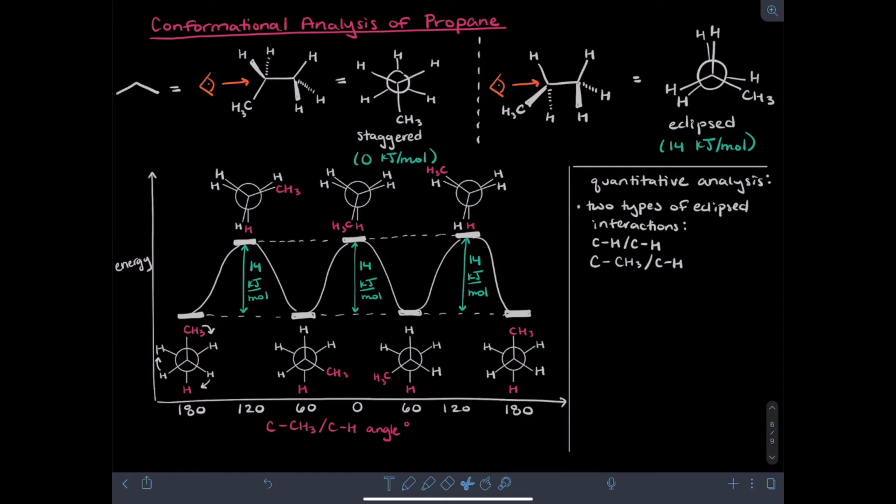Notice that in the case of propane, I have 2 different types of eclipsed interactions. I have hydrogens in front of hydrogens, but also a methyl in front of a hydrogen.